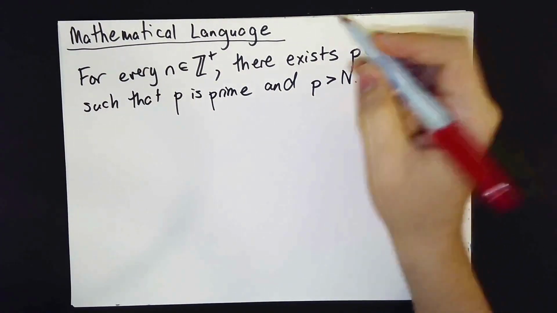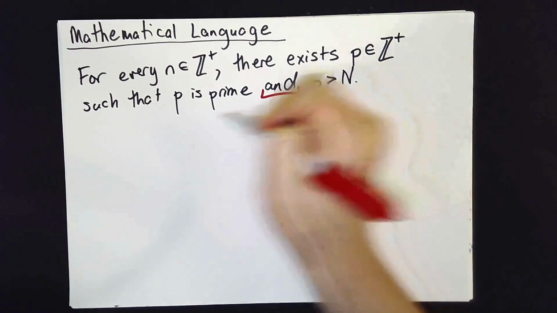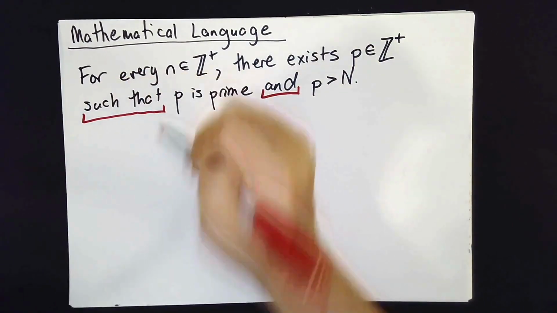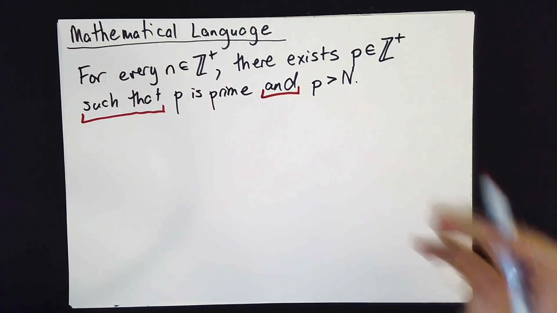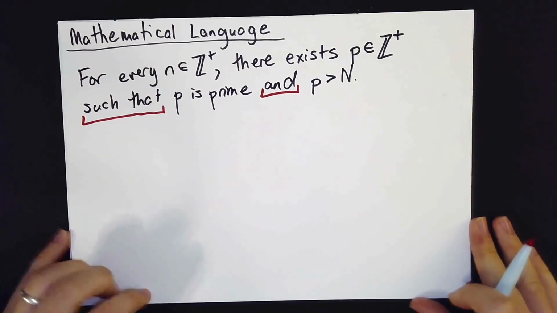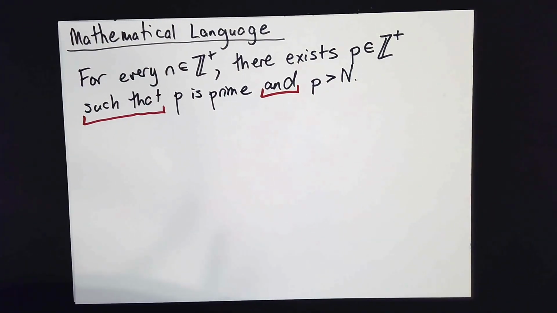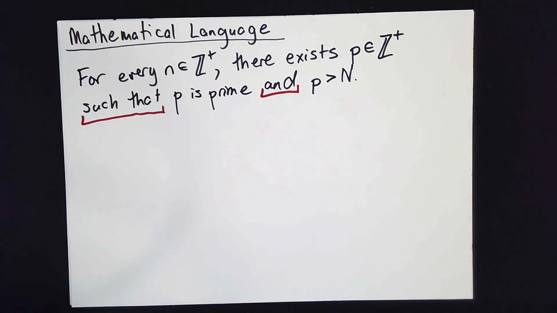So first of all, I should notice there's a lot of connecting phrases here, like "and" and "such that." And we're going to talk about exactly what mathematicians mean when they use a word like "and," "or," "if," or "then," or all of these various things. That's sort of the first piece we're going to talk about.